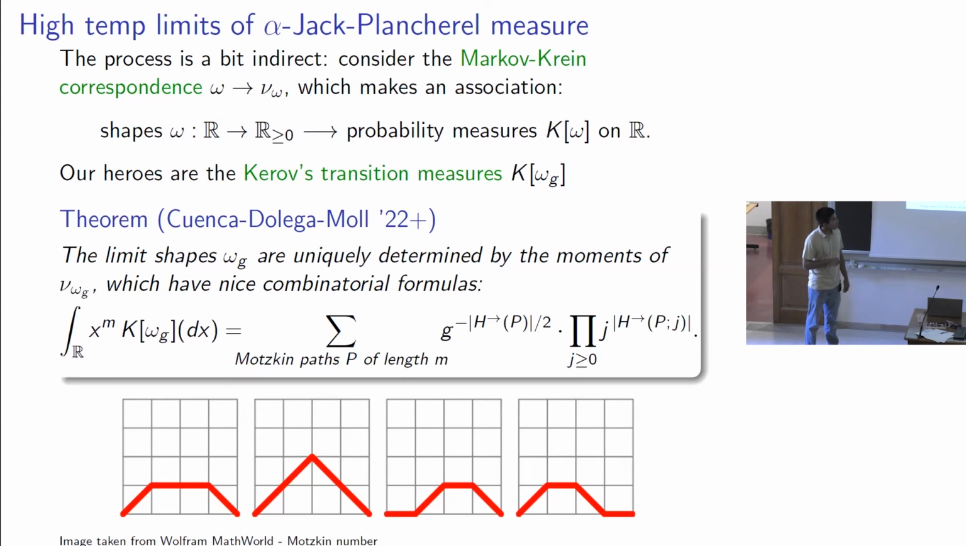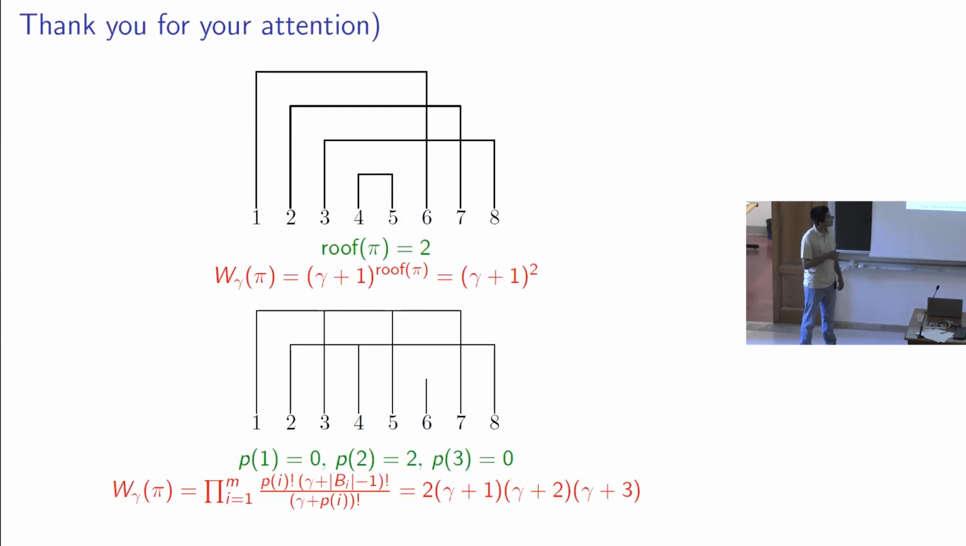It's a sum over Motzkin paths. Again, a picture is better than a thousand words. There are some statistics on the Motzkin paths that appear here. In particular, the exponent of g is related to the number of horizontal steps in the Motzkin path, and the power appearing on top of g corresponds to the horizontal steps at height j. That will appear in future work. So that's it. Thank you for your attention.